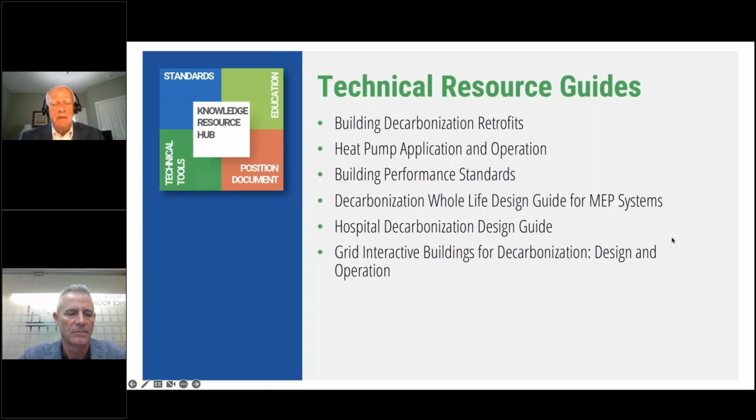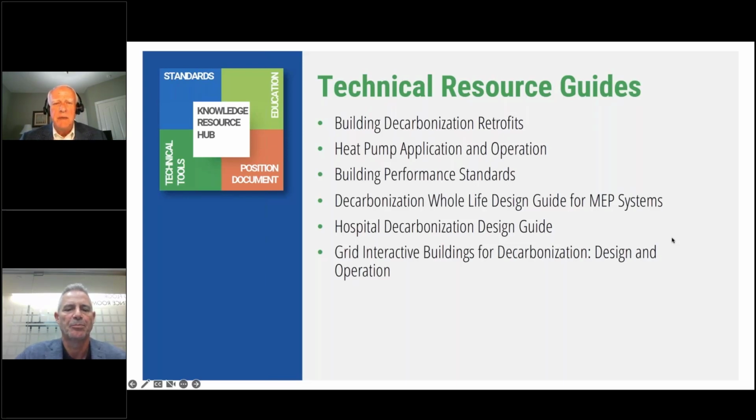The next guide being developed is related to building performance standards. Here we realize that there are a lot of building performance standards being developed. What we're talking about is providing the technical support needed for these performance standards being developed and then also being implemented.